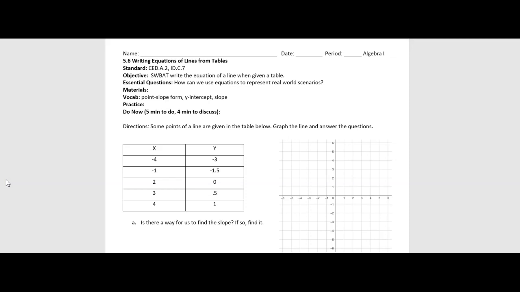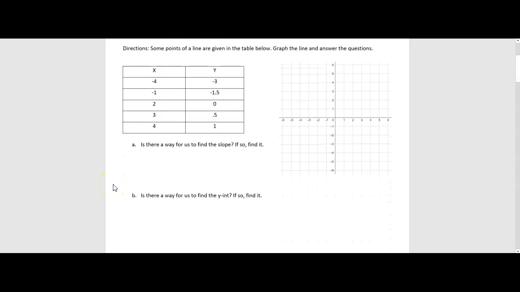Today we're going to continue writing equations of lines using both point-slope form and slope-intercept form, but we're going to move away from being given a graph. So we're going to learn how to write equations of lines when we're just given a table of points or just 2 points. So let's jump right in.